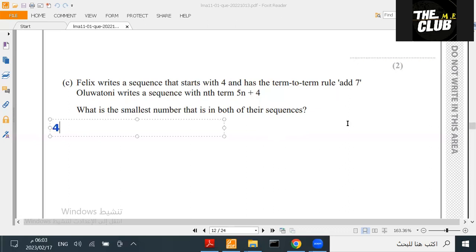We start with 4 and keep adding 7. 4 plus 7 equals 11. Then 11 plus 7 is 18. Then 18 plus 7 is 25.